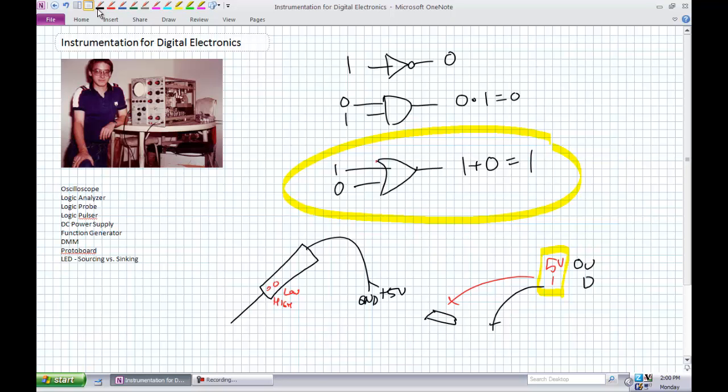DC power supply, you should definitely know this one. Where do we use the DC power supplies?